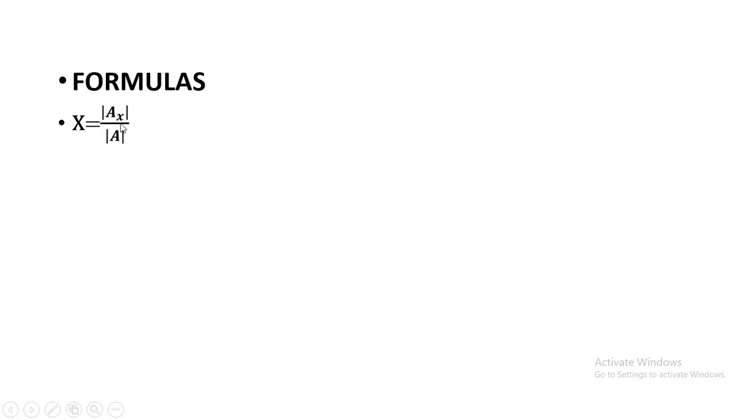But you don't know what the determinant of A x is, right? It's written with x as a subscript, so we need to know what that is. For y, it's the determinant of A y divided by the determinant of A, and for z, it's the determinant of A z divided by the determinant of A. We all know what the determinant of A means. Now what do the determinants of A x, A y and A z mean? We need to know that first.